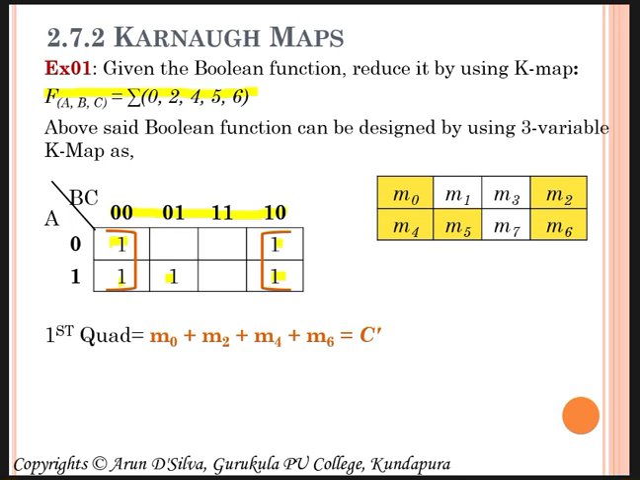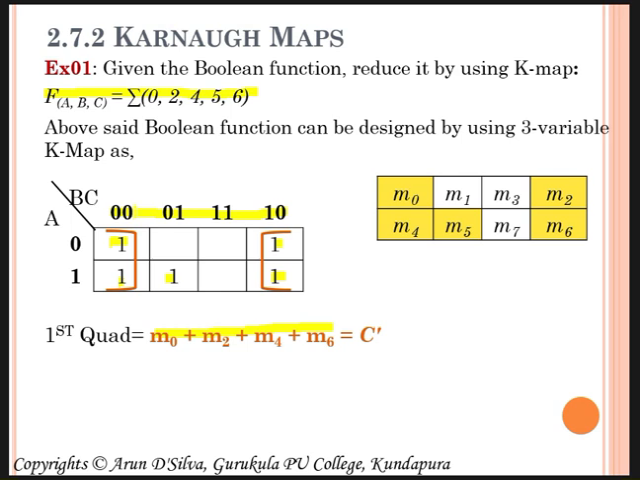Here, the first quad consists of M0, M2, M4 and M6. The reduced term is C dash. How did we get C dash? I told you, if you go for a quad, then we have to remove two variables. See here, these min terms lie in the first row as well as the second row. That means the A value changes: A is 0 in the first row and 1 in the second row. So the A variable will not be there.